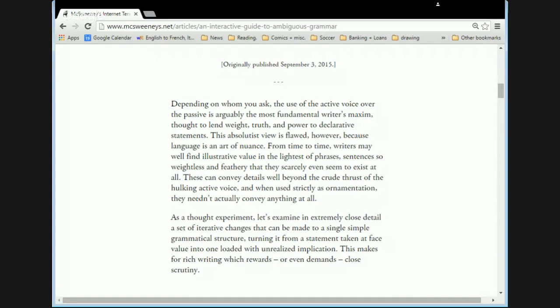Okay, stop there. Can you repeat feathery? Feathery, feathery, feathery. Good. And scarcely. Scarcely. And then this sentence: this absolutist view is flawed, however, because language is an art of nuance. This absolutist view is flawed, however, because language is an art of nuance. Good. Okay.